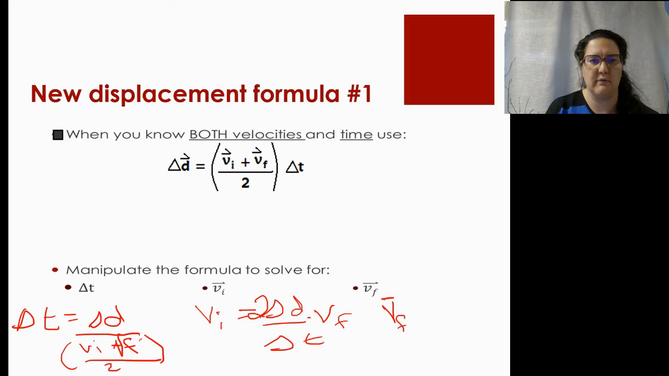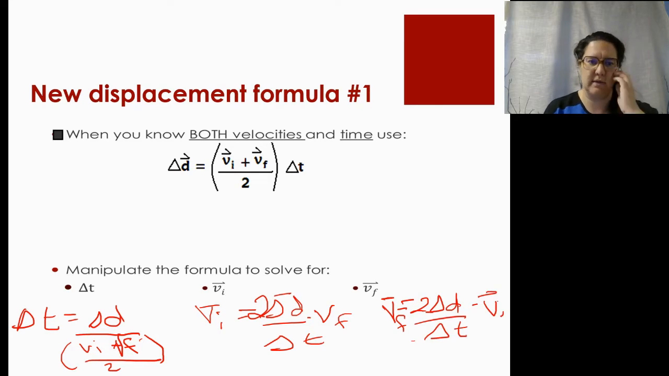Again, these are all vectors. Final velocity is equal to 2 multiplied by the change in displacement divided by the change in time, subtract the initial velocity. So those are the variations of this formula. And if you have most of the information in that formula minus one of the variables, you'll know that that's the right one to choose.